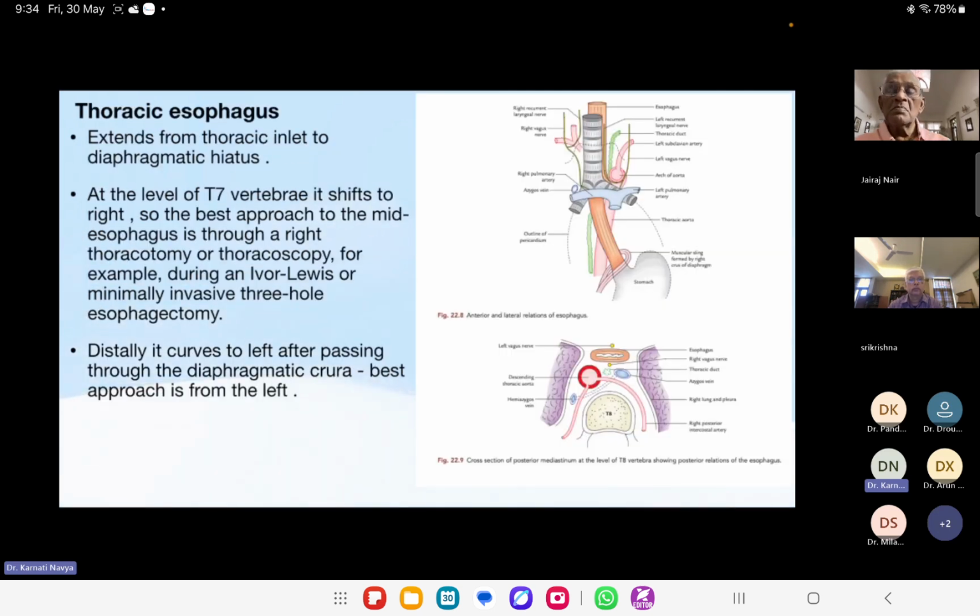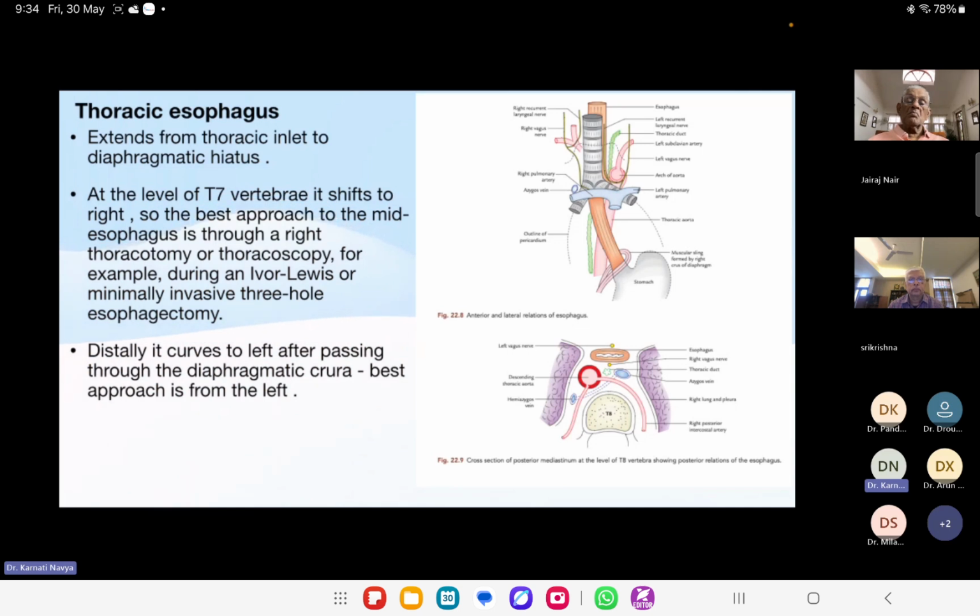Thoracic esophagus. It extends from the thoracic inlet to the diaphragmatic hiatus, which is from the T7 vertebra. At the level of T7 vertebra, it shifts to the right. So the best approach for a mid-esophagus is through the right thoracotomy or thoracoscopy, for example, during an Ivor Lewis or a minimally invasive three-hole esophagectomy. Distally, it again curves to the left after passing through the diaphragmatic pleura. So the best approach for the distal esophagus is through the left side.